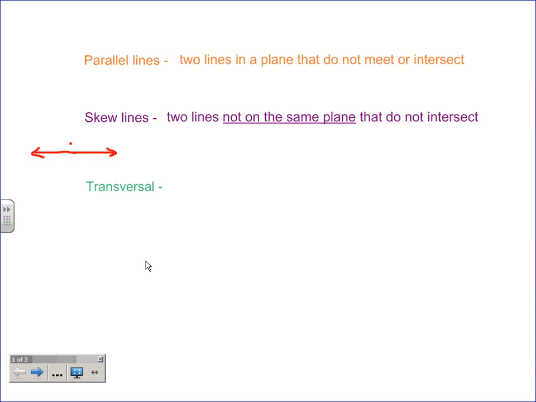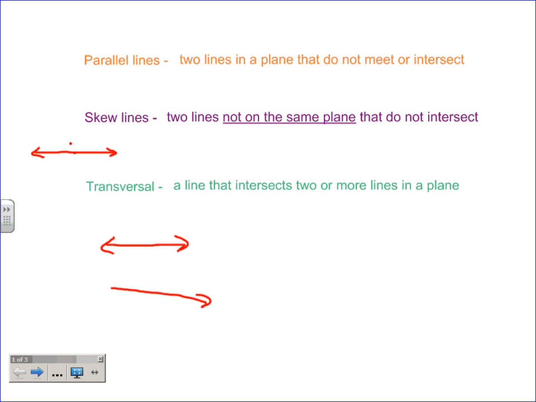So that's two important ones to discuss. And transversal: a line that intersects two or more lines in a plane. Or more, it's important to know or more. So for example, if I had that line, and perhaps I had that line, this line cutting through could be considered a transversal because it's hitting two or more lines.